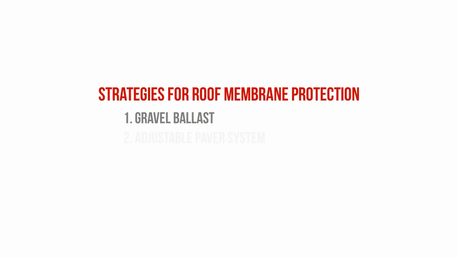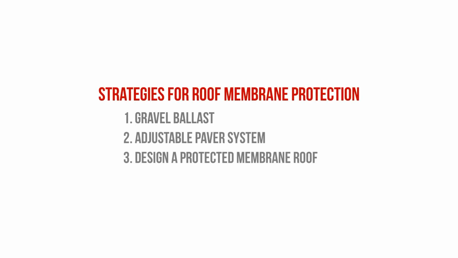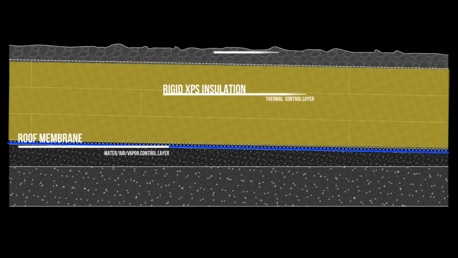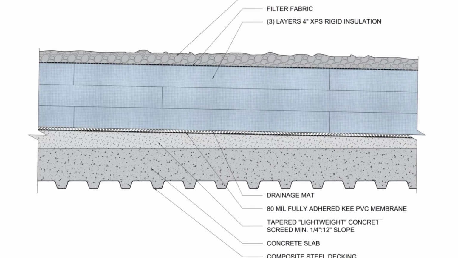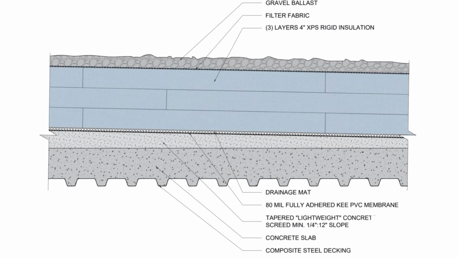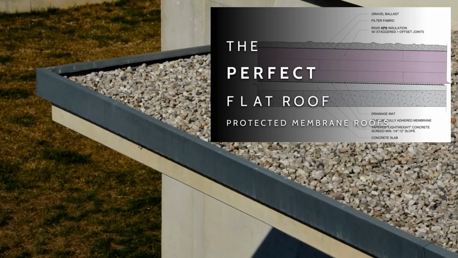You can install a paving system on top of the membrane on pedestals to create a sheltered drainage space without puncturing the membrane. Or you can design the roof assembly as a protected membrane roof, in which the roof membrane is installed directly over the roof deck, and the rigid insulation is installed above, along with a ballast. These roof assemblies are so durable and effective that they earned the term perfect roofs. We actually have a whole video on protected membrane roofs, which you can go and watch up here.